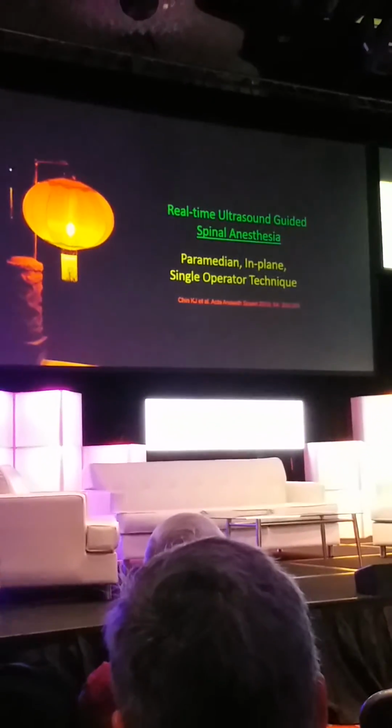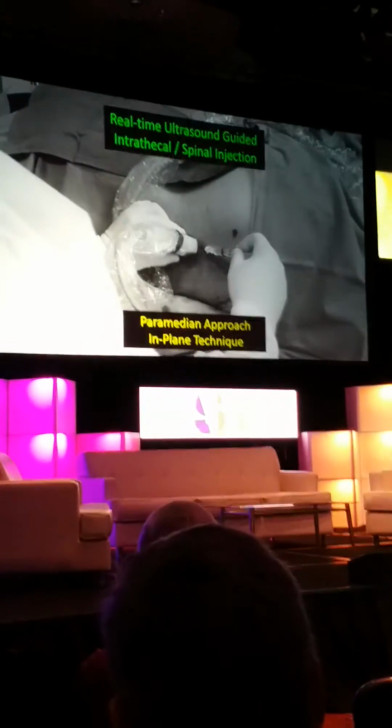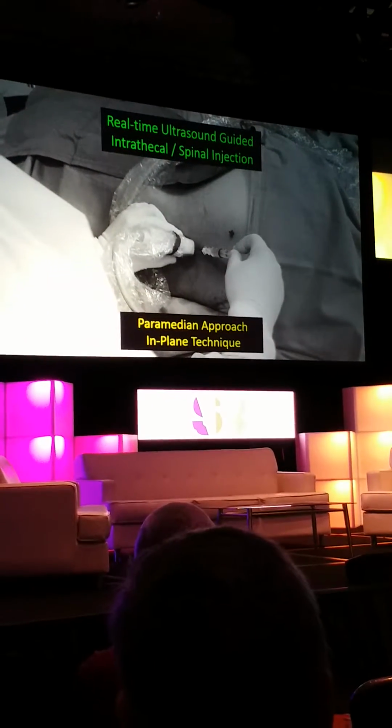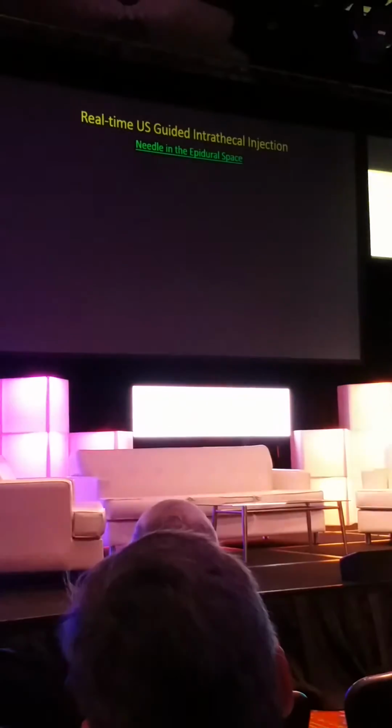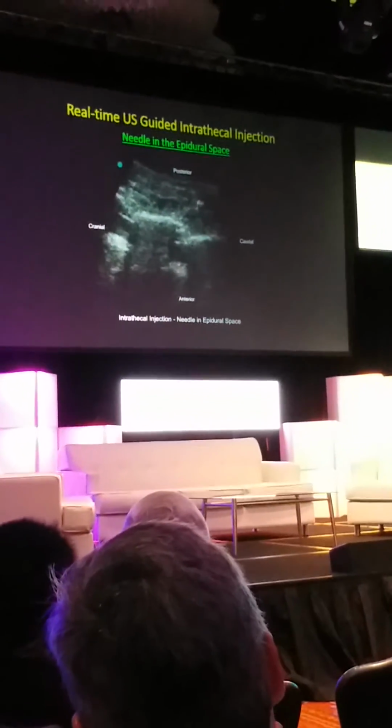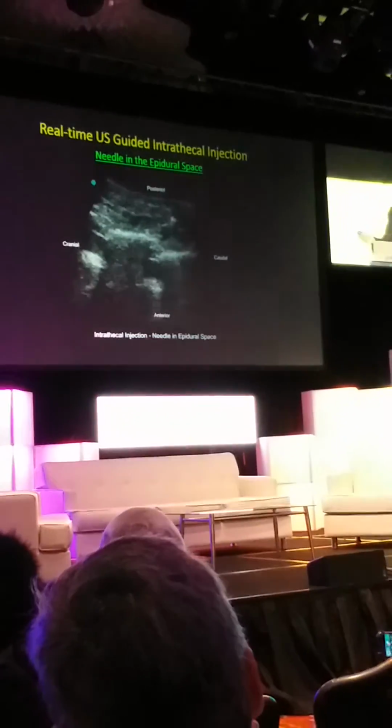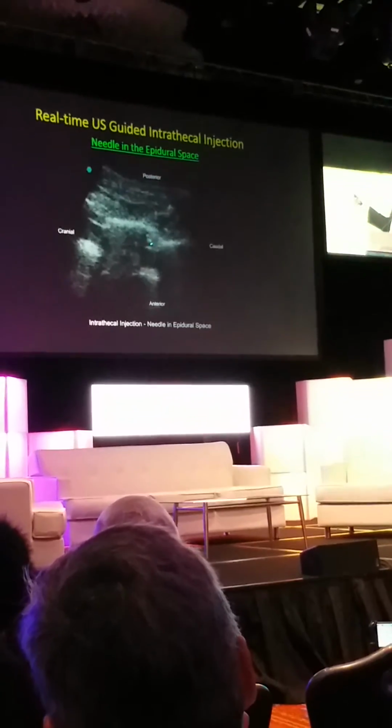Dr. Chin and the group have also described in plane the same paramedian approach for spinal injections. During this, you perform the injection, as we do, on your non-dependent side. Perform the local anesthetic injection. The needle is inserted in plane, and you can see it advance towards the interlaminar spaces.